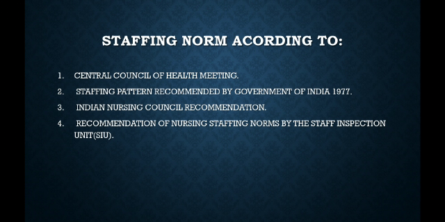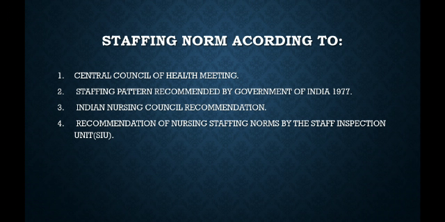Now we will see the staffing norms according to the Central Council of Health meeting. This Central Council of Health meeting was held at Bombay on 16th and 17th October under the agenda of three resolutions. The Government of India planning committee said that qualified nurses and midwives in a teaching hospital should be in the ratio of 1 nurse to 3 patients in government hospitals, while in other hospitals the ratio will be 2 nurses to 5 patients.